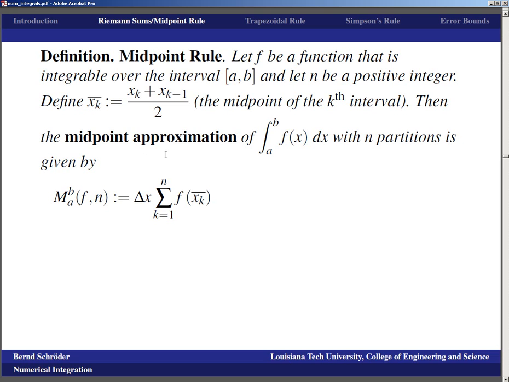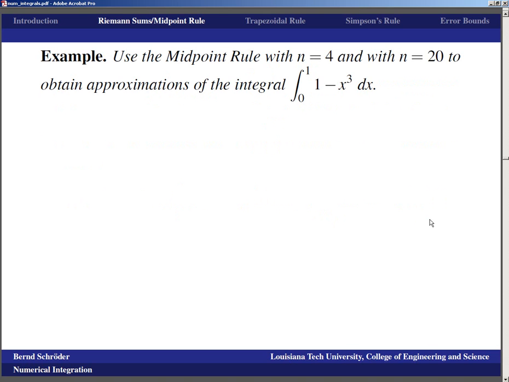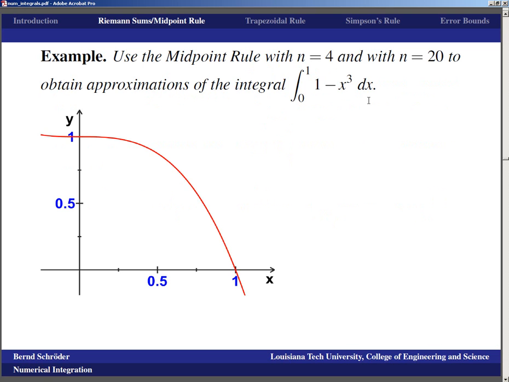And you note that independent of whether we use left endpoints, right endpoints, or midpoints, we're always evaluating the function n times. So that's delta x times, if you want to write it out like this, the function at the first midpoint, the function at the second midpoint, and so on all the way through. Okay, so we go back to our example. We want to use the midpoint rule now with 4 rectangles and with 20 rectangles to approximate the integral of 1 minus x cubed dx from 0 to 1.